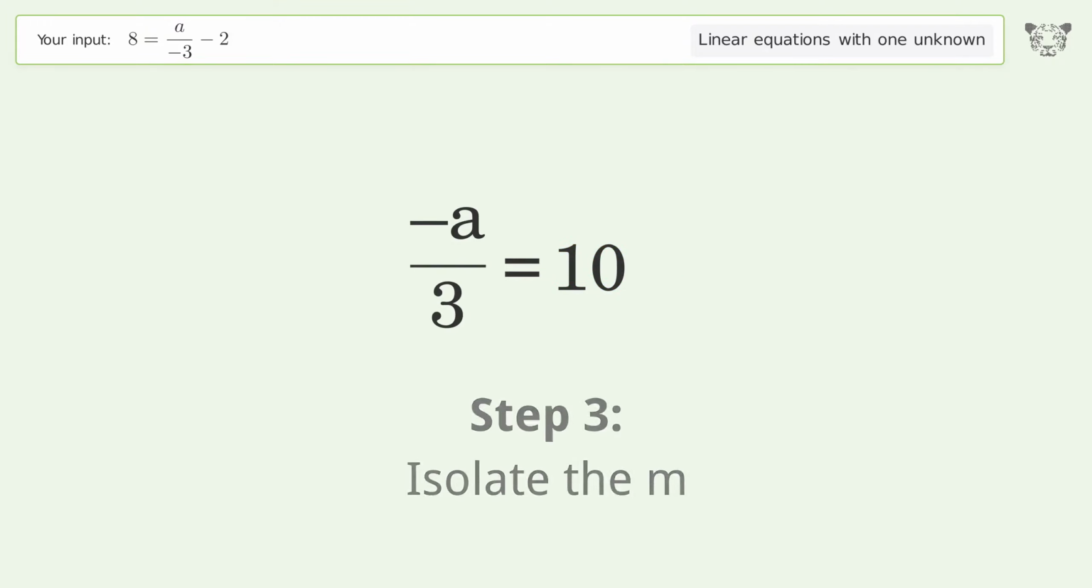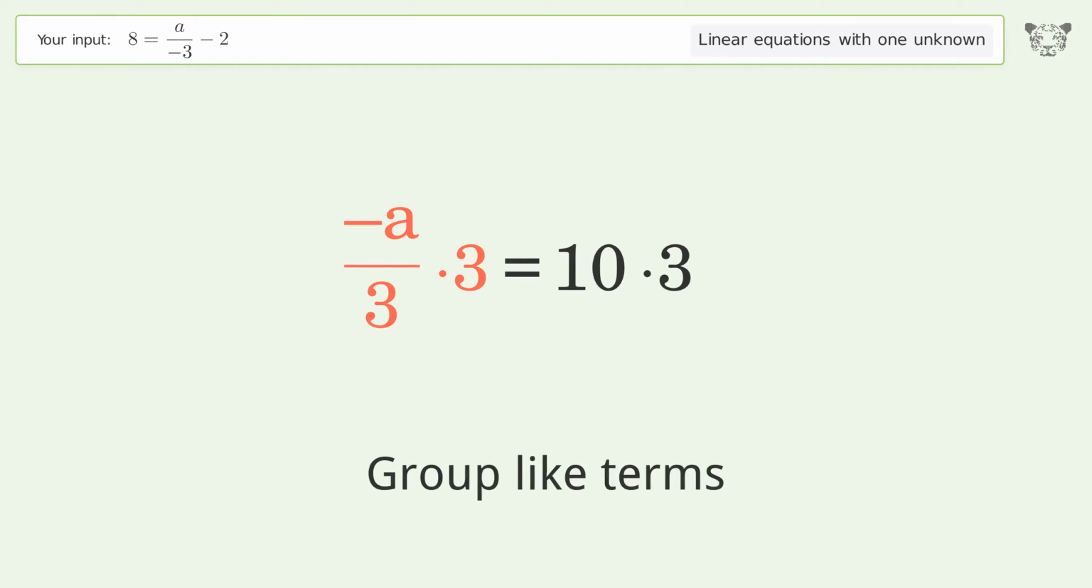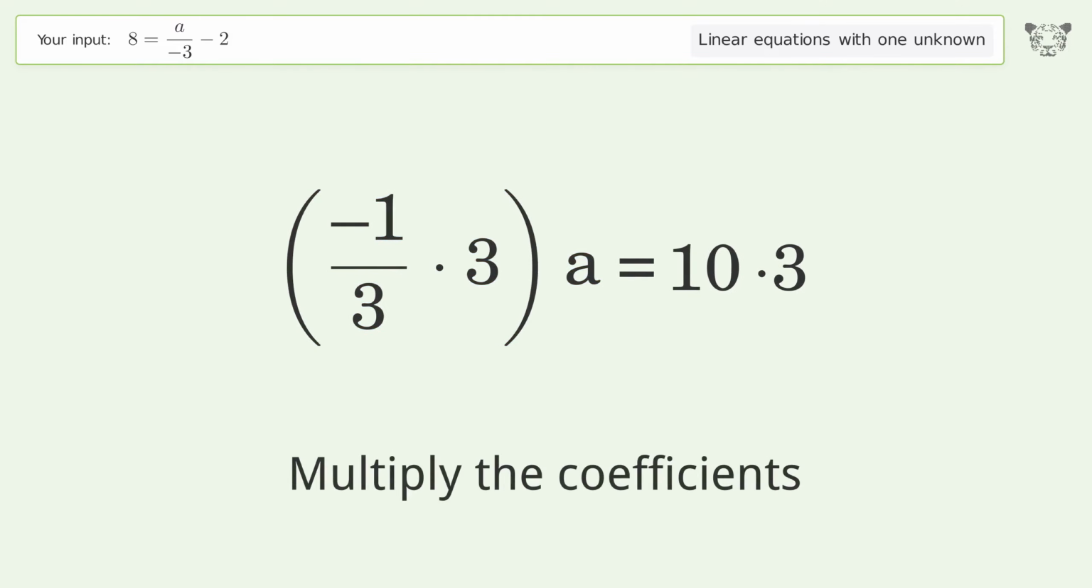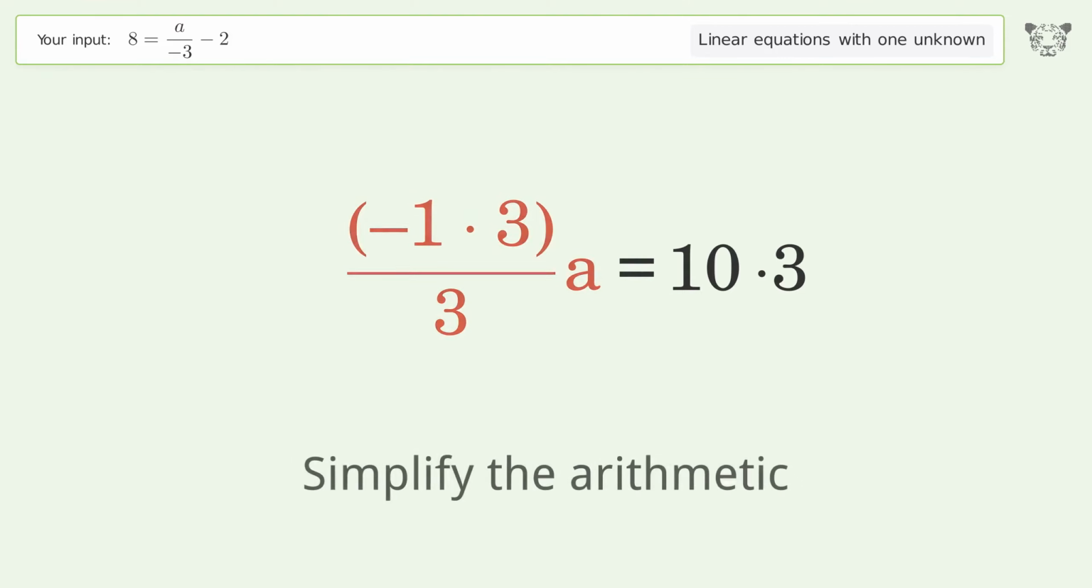Isolate the m. Multiply both sides by 3. Group like terms. Multiply the coefficients. Simplify the arithmetic.